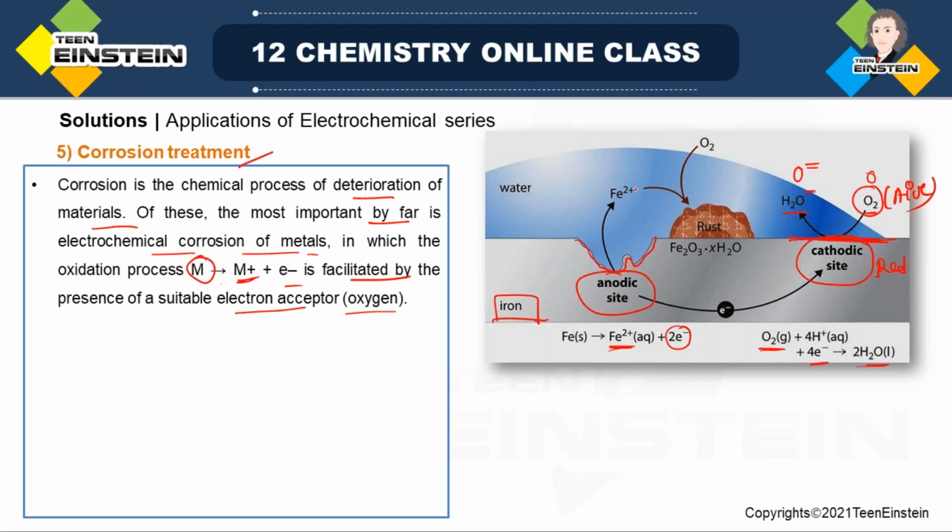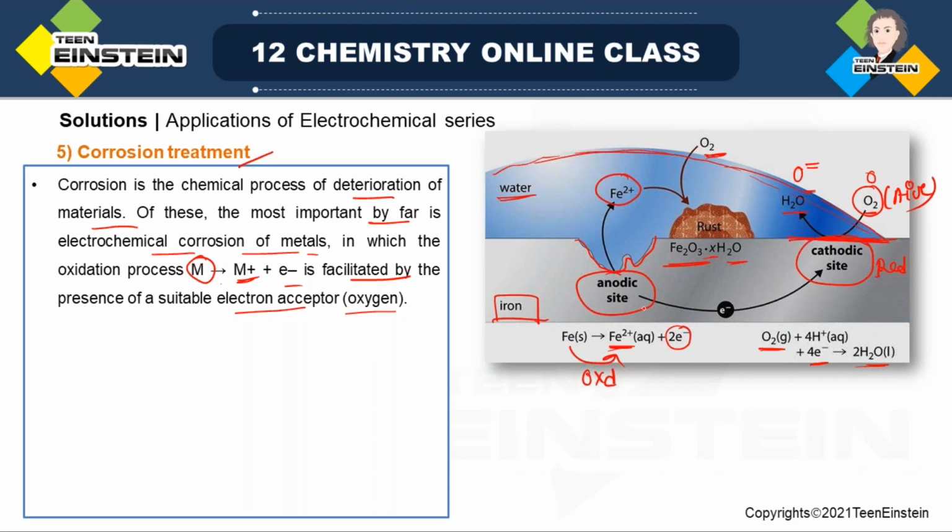Ultimately this Fe2 plus, which is produced from iron by oxidation, in the presence of oxygen will form this type of oxide, that is Fe2O3, along with X number of water molecules. So water is also present. See, this total is actually a drop of water, and this is the enlarged picture.